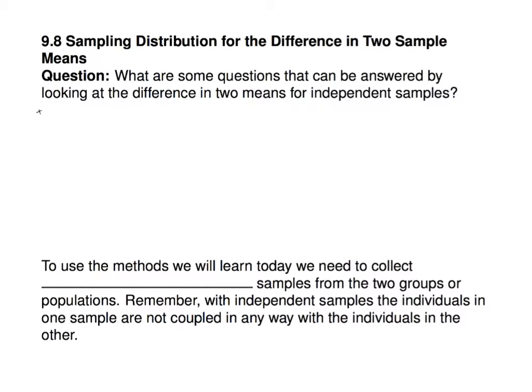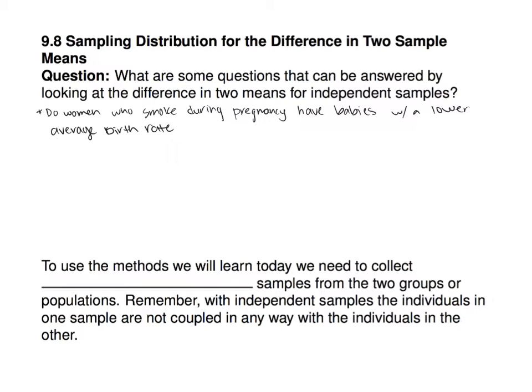So one possible question could be, do women who smoke during pregnancy have babies with a lower average birth weight than those who don't? Another possibility would be, do people who do yoga have lower blood pressure than those who do not?